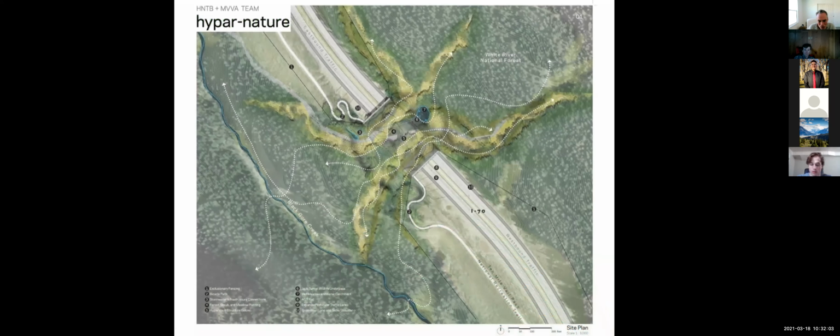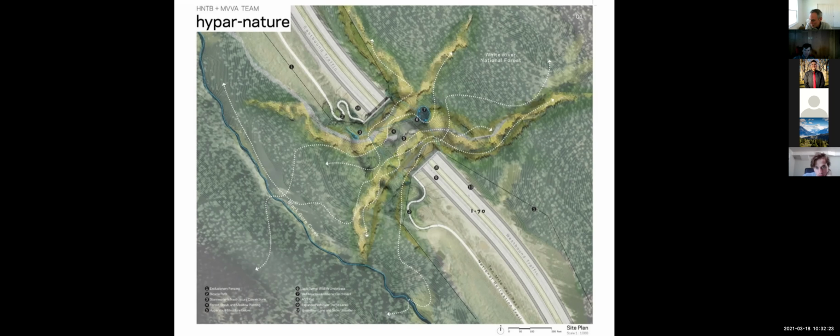So as was mentioned, this is a site plan from the winning proposal by HNTB and Michael Van Valkenburg Associates, which details the different elements that make up the wildlife bridge and the plant communities that would be installed on top to accommodate the needs of different wildlife species.